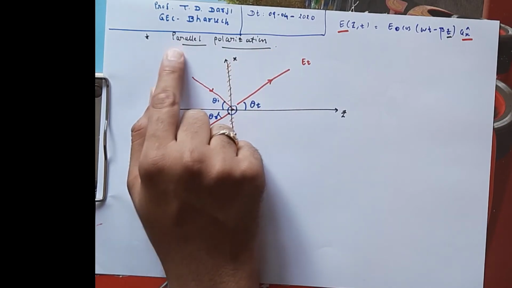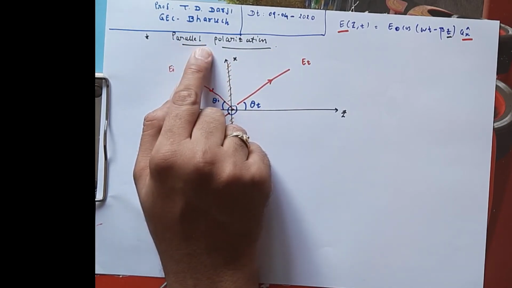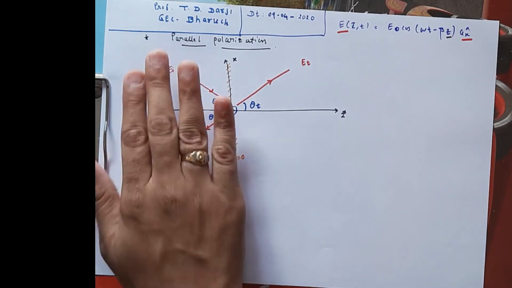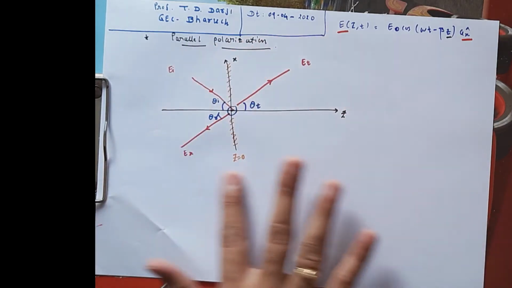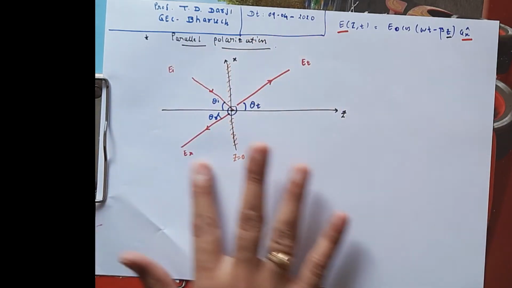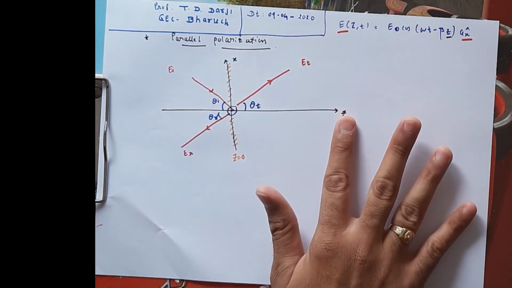Okay, so here we discuss the parallel polarization. Parallel polarization indicates that the electric field direction is parallel to the xz plane. This plane is known as which plane? Xz plane. So the xz plane is known as the plane of incidence.